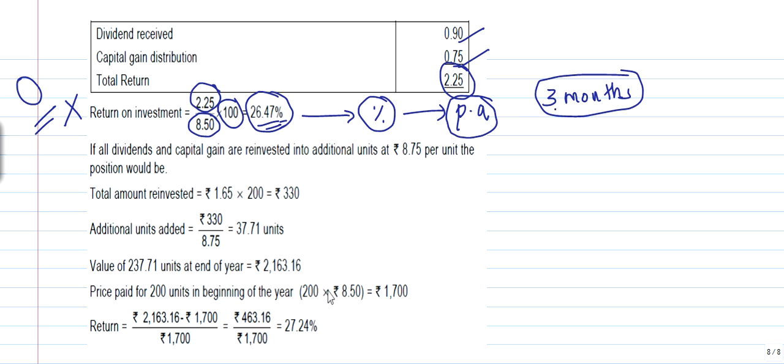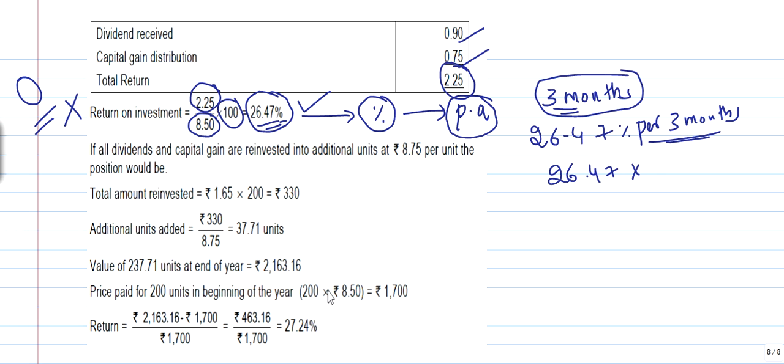So if it is for 3 months as per the question given, now it is proper. But if the question asks for 3 months, then you have to write 26.47 percent per annum, and then convert this for 3 months by multiplying by 3 by 12. Whatever you get, you can write as a percentage. So that is direct.